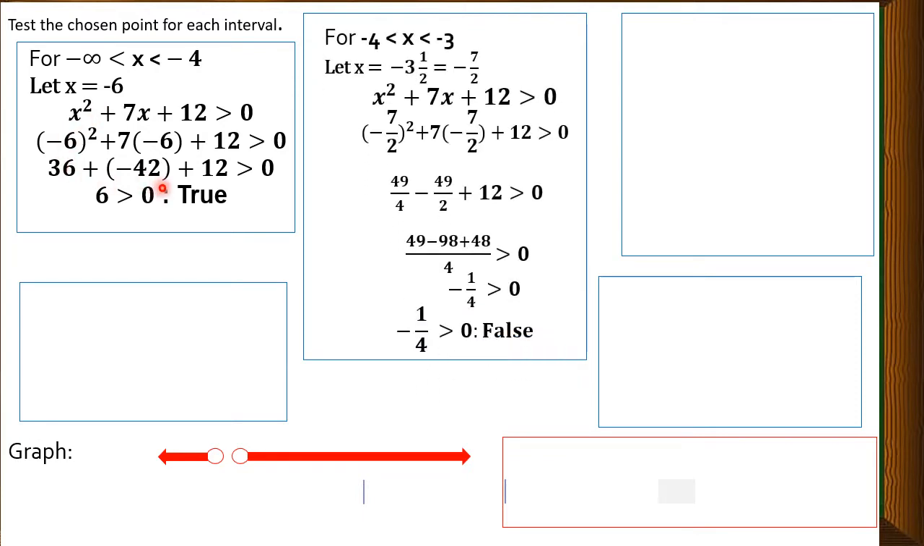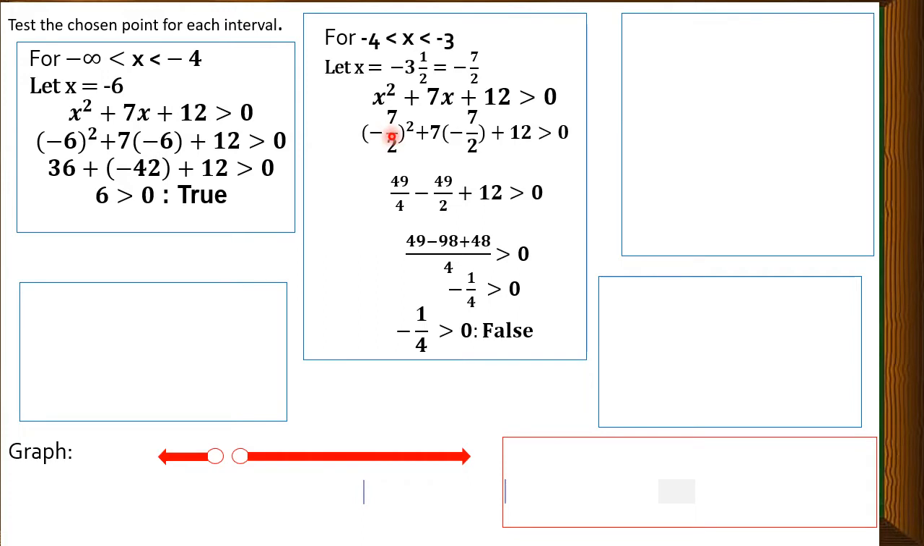For the second interval, where x is less than negative 3 but greater than negative 4, we had chosen the point negative 3 and 1/2, or that is negative 3.5. But this time I use it in fraction form. So we have to change negative 3 and 1/2 first to an improper fraction. So 2 times 3 is 6 plus 1, so we have 7. Then copy the denominator 2, so we have 7 over 2. Since this is negative, we have negative 7 over 2.